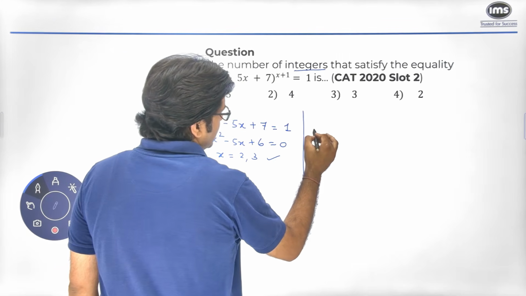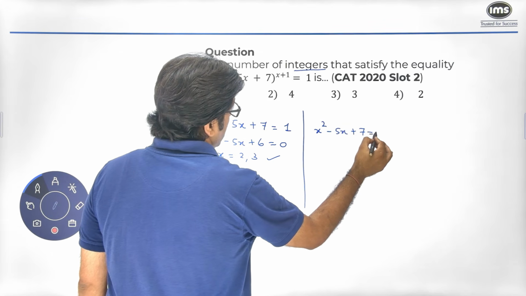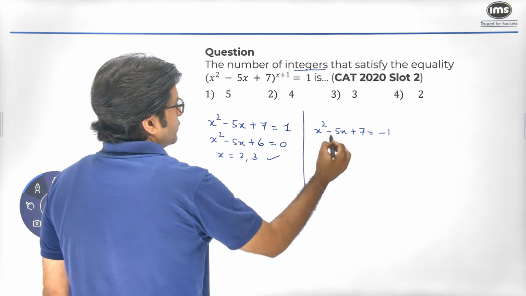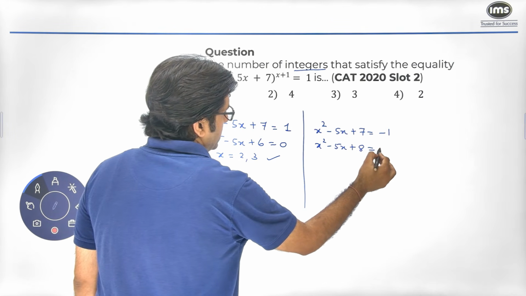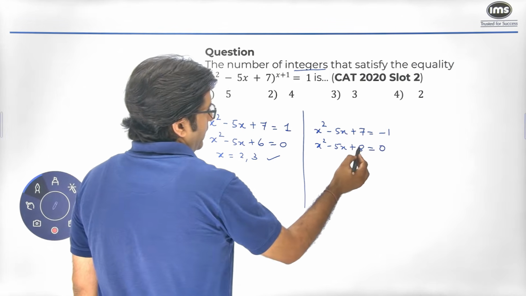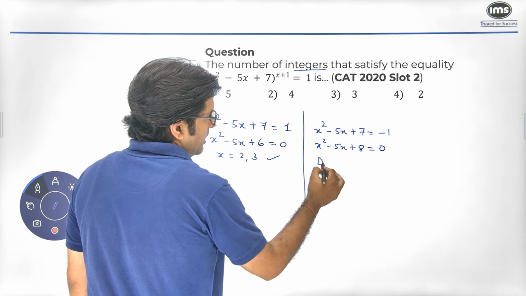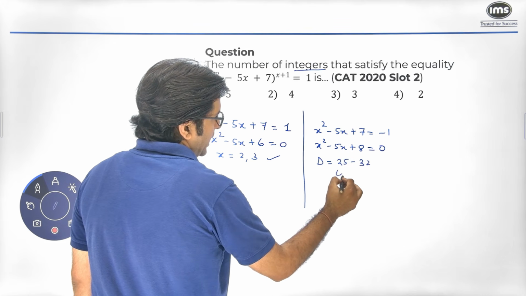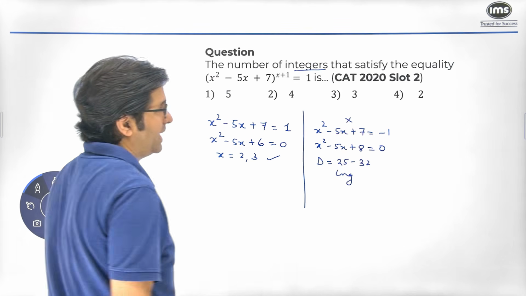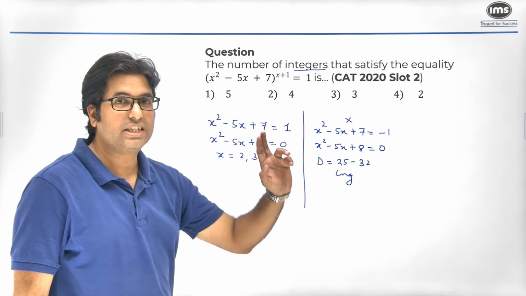Second scenario, when base is equal to minus 1, so I'll have x square minus 5x plus 7 is equal to minus 1. So when you simplify, this becomes x square minus 5x plus 8 is equal to 0. You can try and simplify this. Are you getting some integer solutions? Just take the discriminant. Discriminant is b square minus 4ac. This is negative 7. So we're getting imaginary values here. So we're not going to get integers that are going to satisfy this equation. So we've taken the 2 cases very quickly.